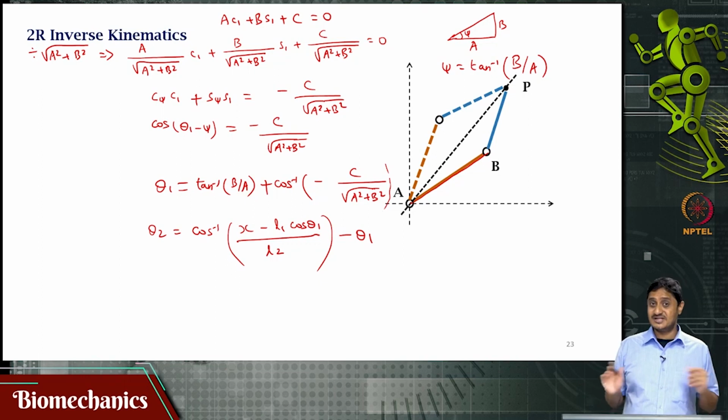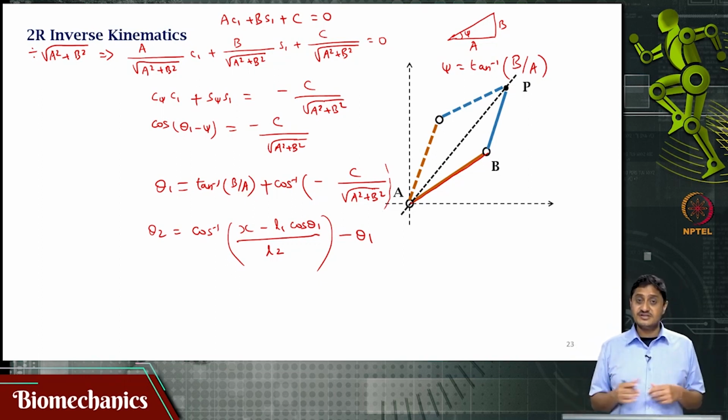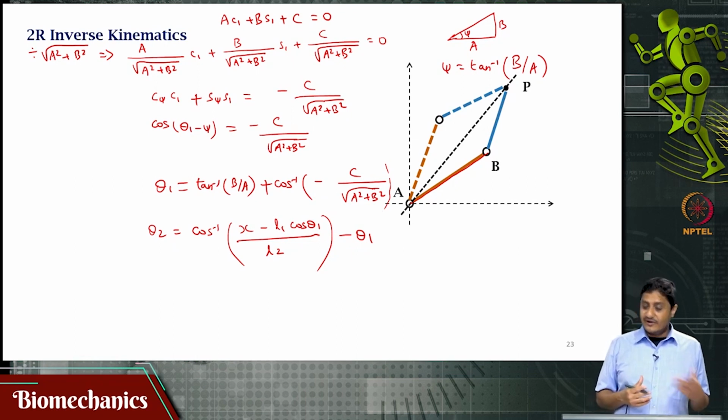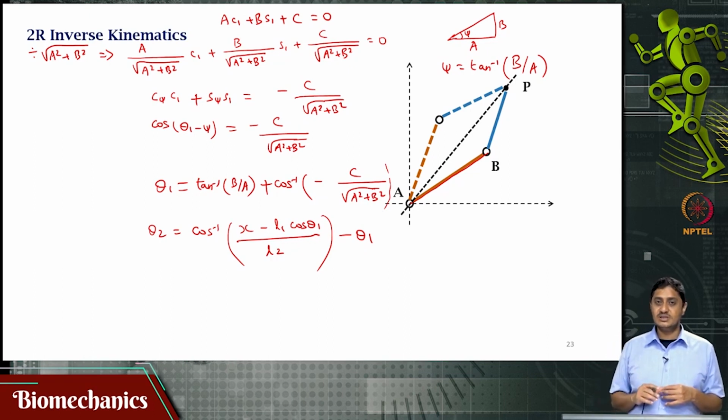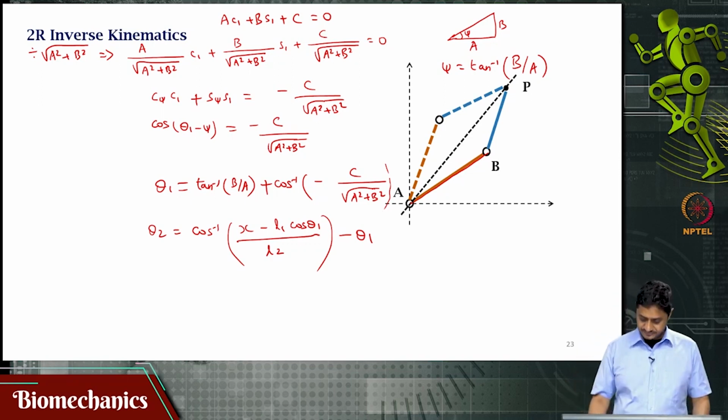This is for the simplest case. Now imagine I have a large number of degrees of freedom, a many-link serial kinematic chain. Then finding the inverse kinematics is a relatively hard problem to crack. This is just an introduction to the topic, so you get an idea of the complexities involved in the biomechanical analysis of multi-link serial kinematic chains.